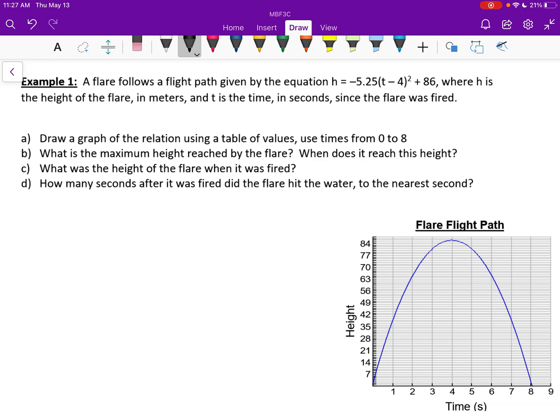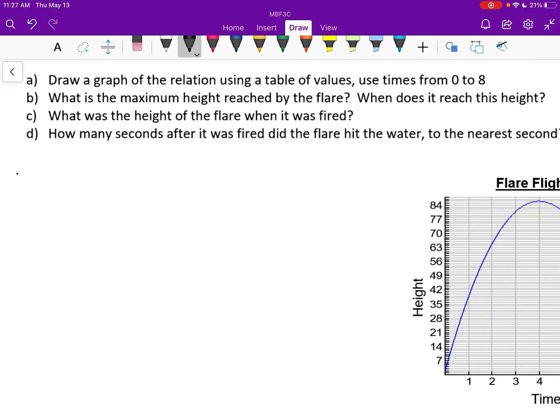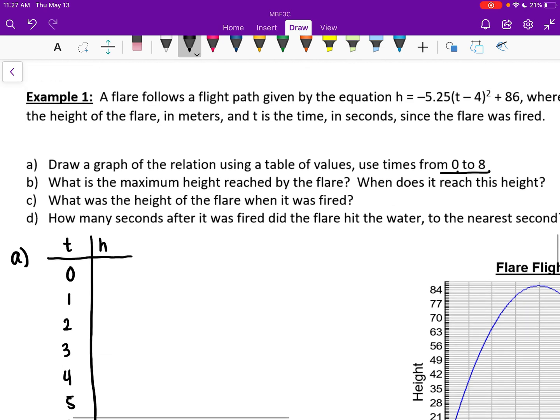So I actually drew out the graph for you already, but we will find a table of values. It says draw a graph of the relationship using a table of values, so let's draw in a table of values. It just was too hard to draw out, so I just gave you what it would look like, but we can do a table of values together. So it says from times 0 to 8. Those are the times we're going to use because they gave us the domain, or the times that we should use. So let's do 0. And I'm just going to plug in t for whatever it is here.